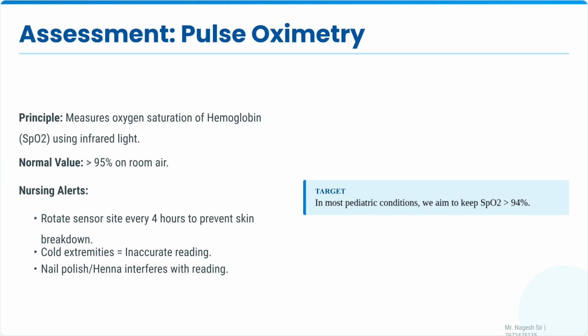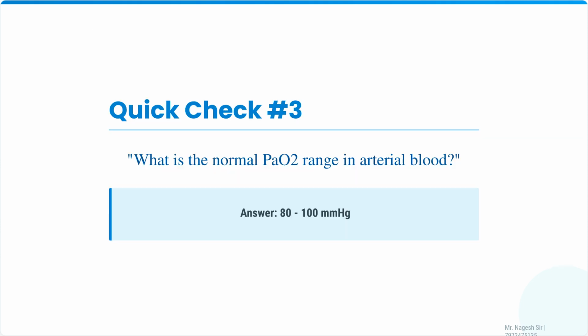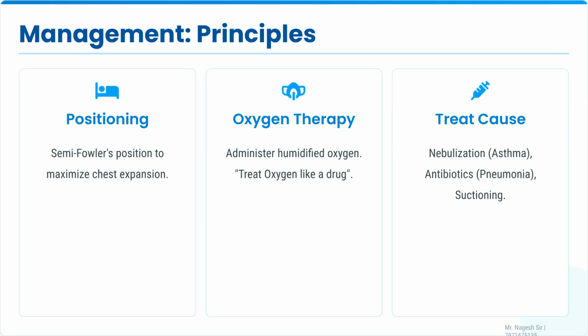Pulse oximetry measures oxygen saturation. Normal is above 95% on room air. Nursing alerts include rotating the sensor site, noting that cold extremities yield inaccurate readings, and ensuring nail polish or henna is not interfering. Arterial blood gas, or ABG, analysis provides detailed information on blood oxygen and acid-base balance. The normal PaO2 range in arterial blood is 80 to 100 millimeters of mercury.